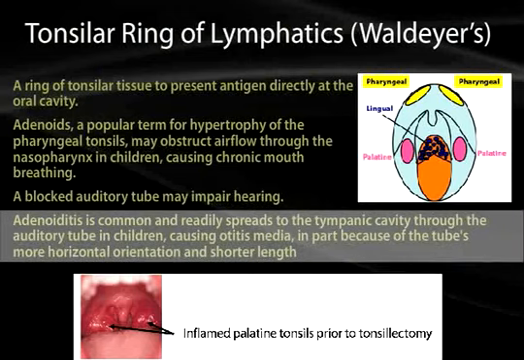Inflammation of the adenoids, known as adenoiditis, is common and readily spreads to the tympanic cavity through the auditory tube in children. This can cause otitis media, the inflammation of the middle ear, and that can close down the tube and cause scarring of the tissues. As well, because it's more horizontal and shorter in length, children will have a hard time equalizing the pressure between their middle ear and the areas outside of the middle ear.